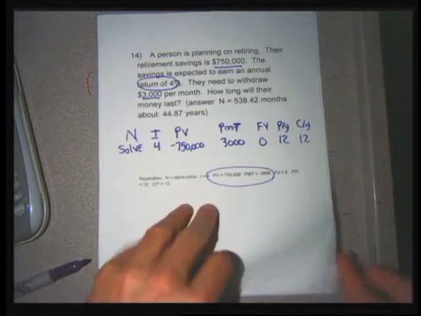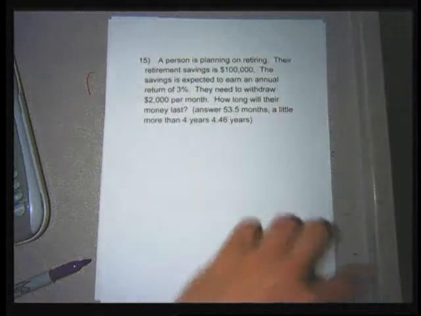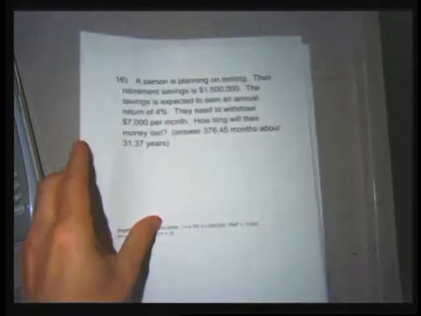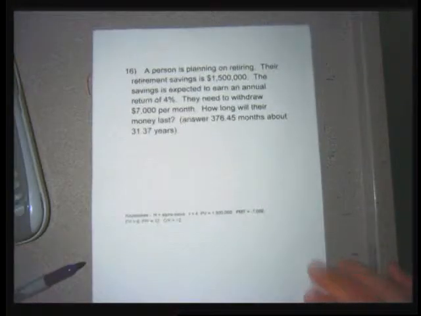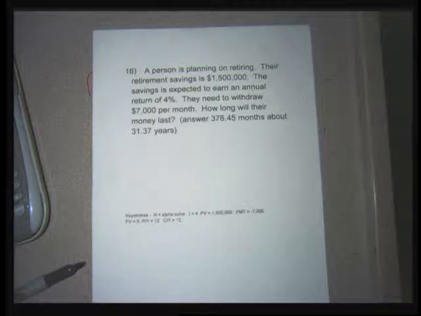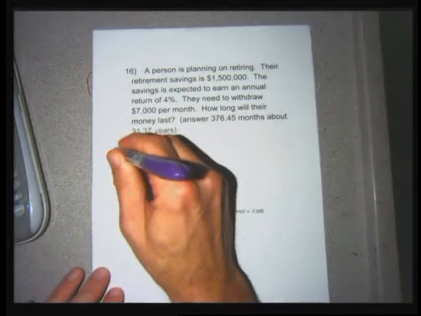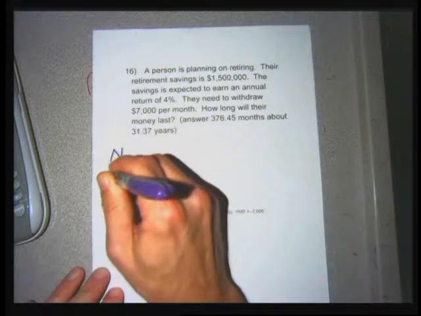I have just one more problem, and it's probably going to be a duplicate of this problem with different numbers. So exactly the same sort of problem with different numbers. A person wound up saving $1.5 million. They're going to get a 4% interest rate on their money while they're retired. They need to pull out $7,000 per month. How long is their money going to last? Same sort of computation. The N is going to be the how long. That's what I'm going to solve for.